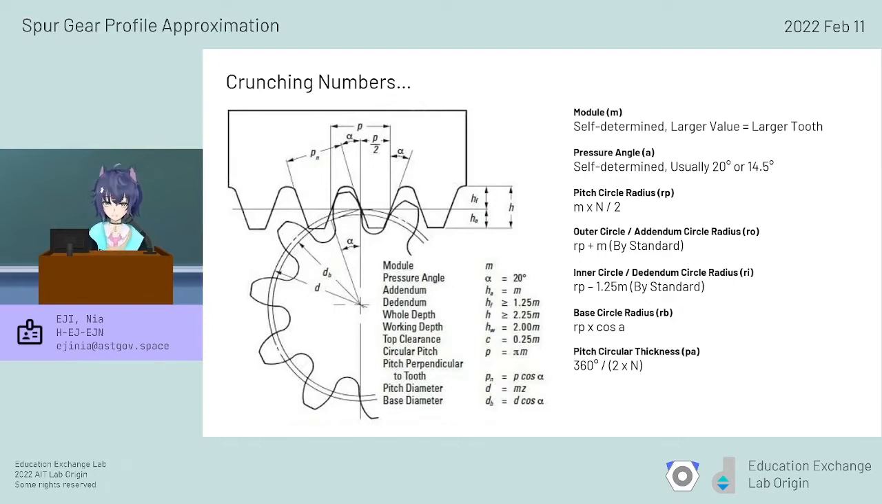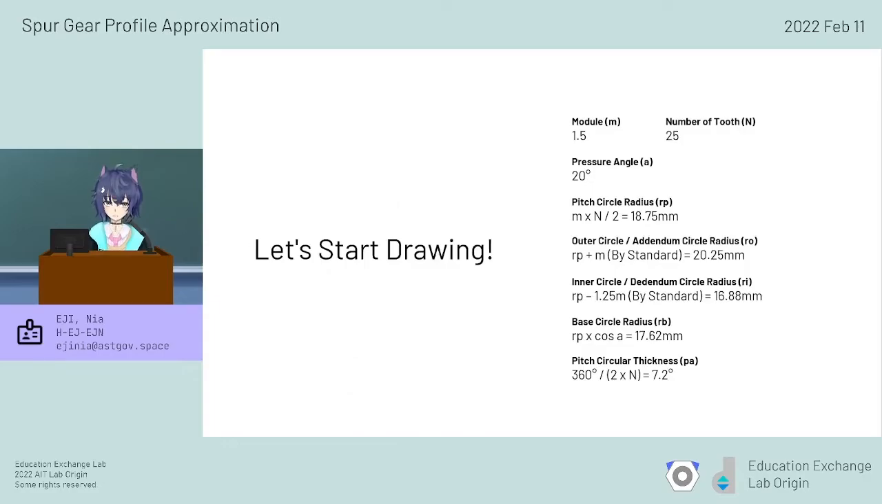And for the approximation method, we also need to know the pitch circular thickness, which represents how many degrees that tooth is going to be responsible for the contact. This is calculated by 360 degrees divided by 2 times the number of teeth, because there's an equal amount of teeth and spaces. So let's start drawing.